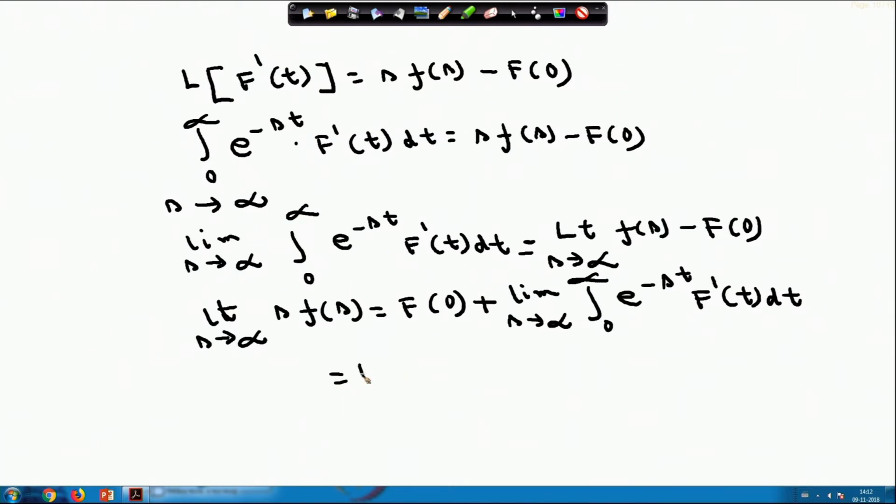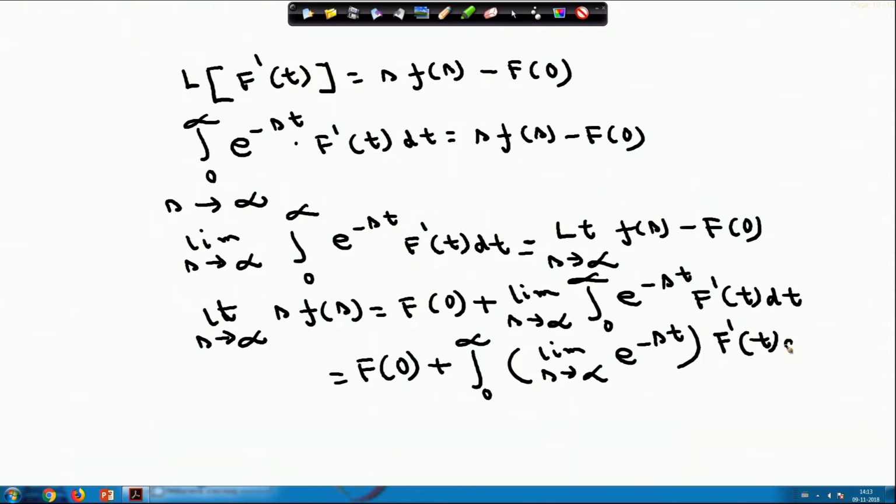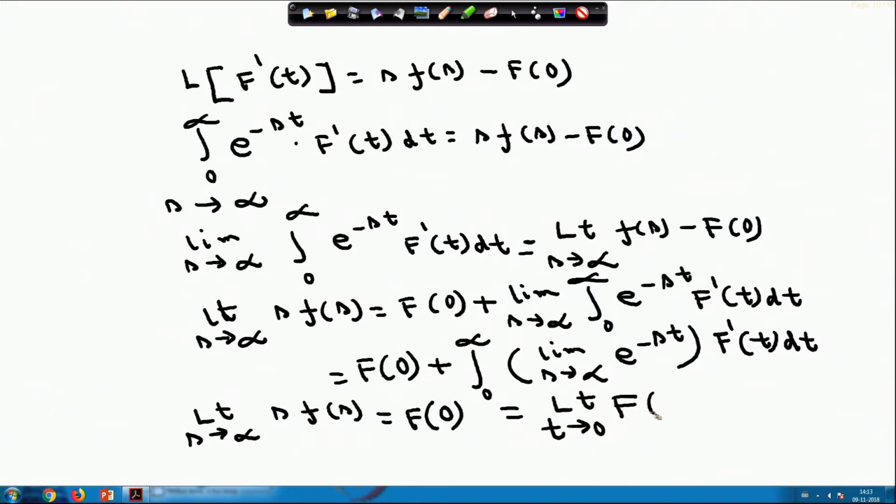This is equals to, you can write down f 0 plus integral 0 to infinity. This limit s approaches infinity you can bring inside this, so that it becomes limit s approaches infinity e power minus s t into f dash t dt. And what is this limiting value? So, what you are getting, limit s approaches infinity s f s is equals f 0, because this limiting value will approach 0, because the limit s approaches infinity e power minus s t will become 0, and this f 0 we can write down as limit t approaches 0 f t.